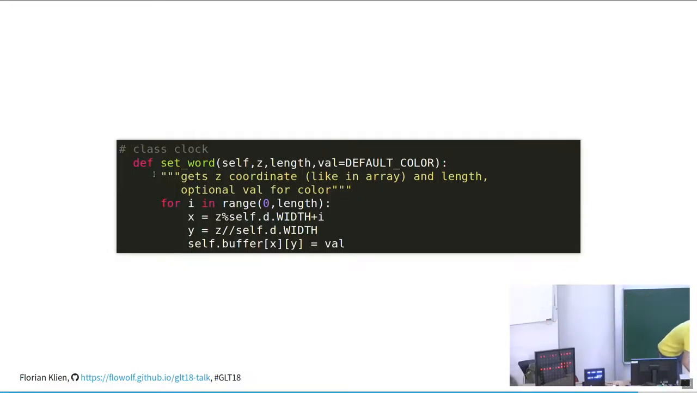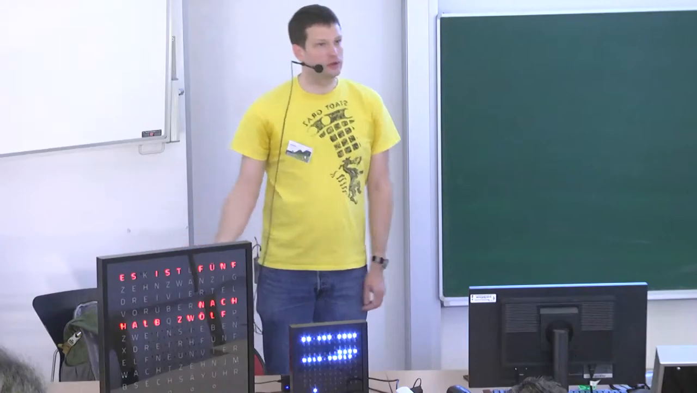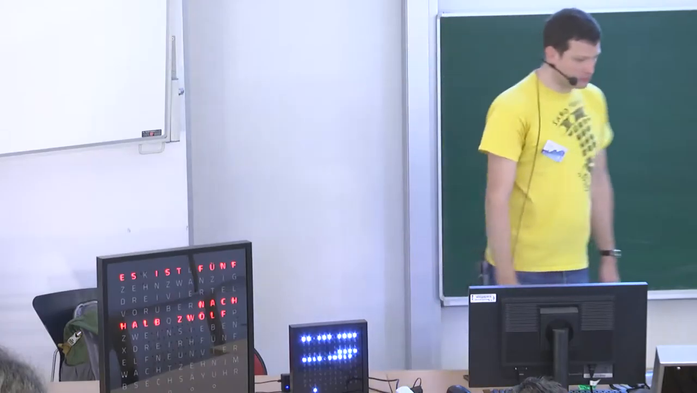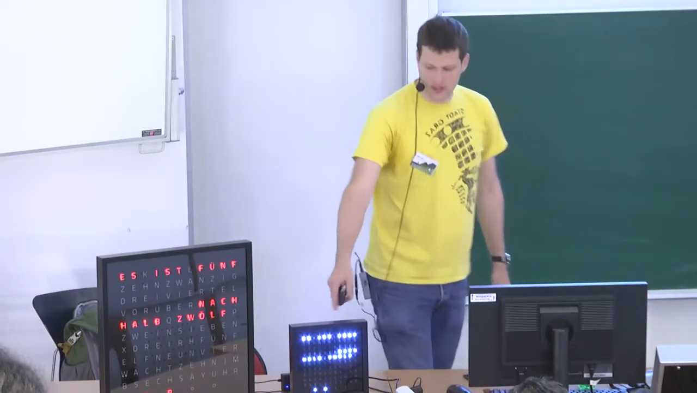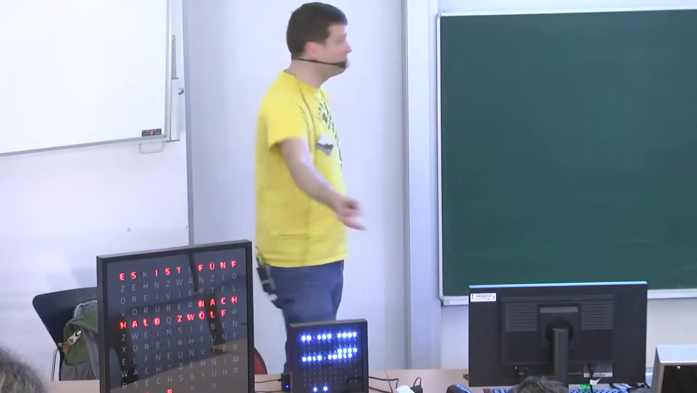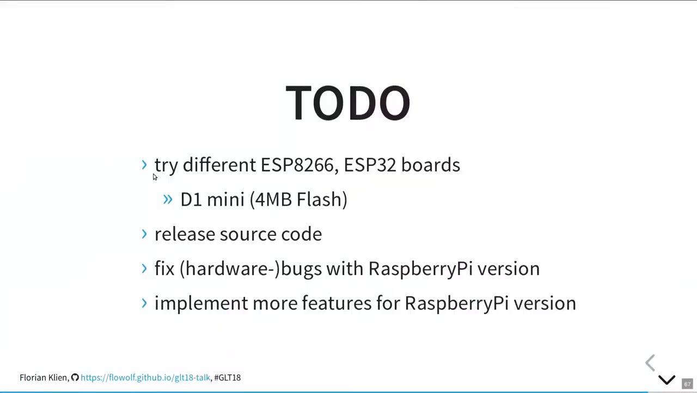Okay, so what do I have to do to finish this project? I have to try different versions of microcontrollers for the ESP. Maybe the D1 Mini, which has 4 megabytes of flash, so I can fit more code onto it, because I want to do more nice animations on this tiny little clock. All it does now is show random pixels and the time. I want to release the source code. That has to do with a little cleanup of the code, of course.